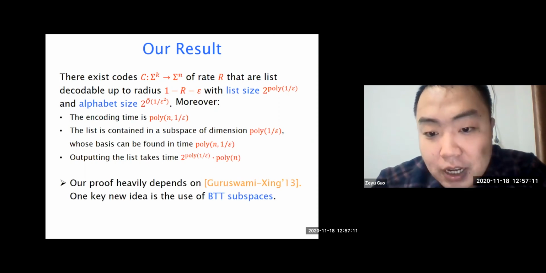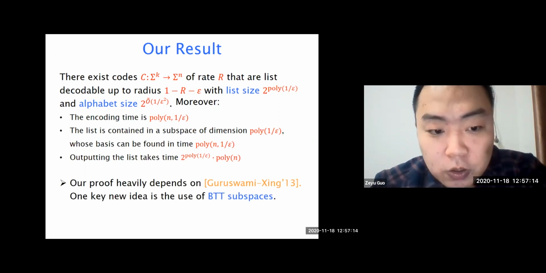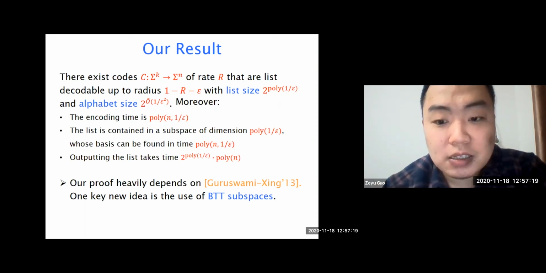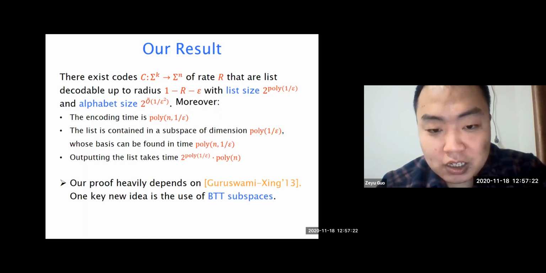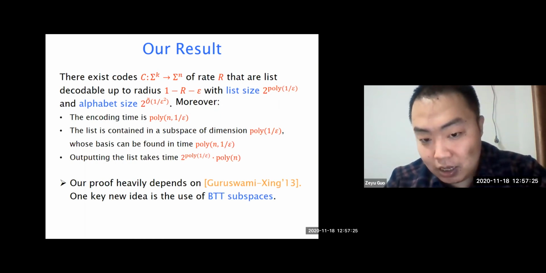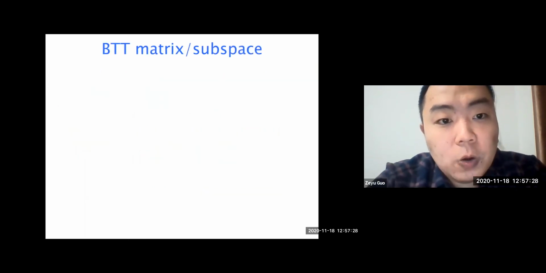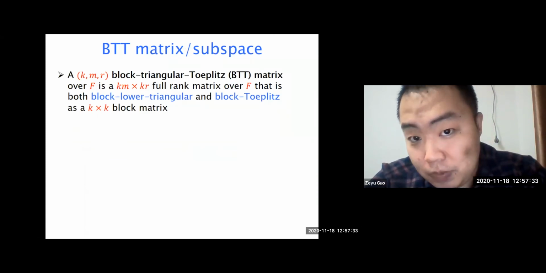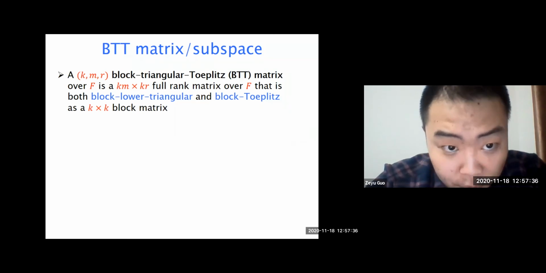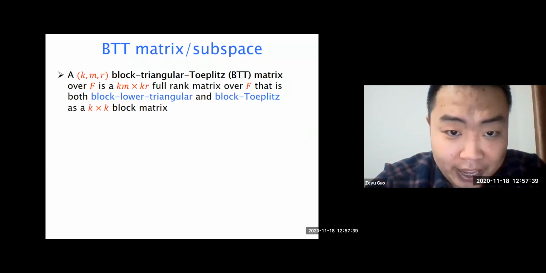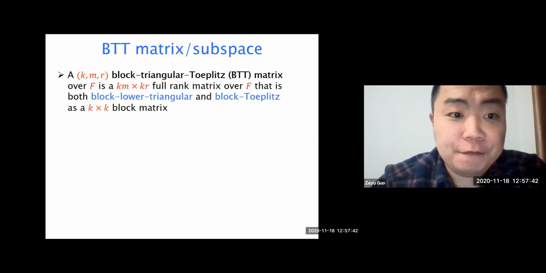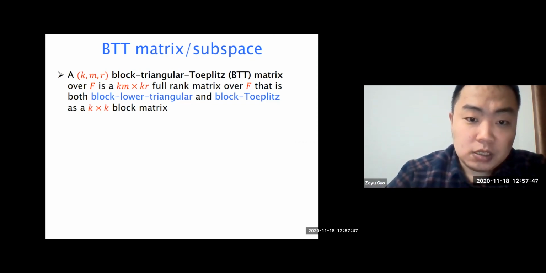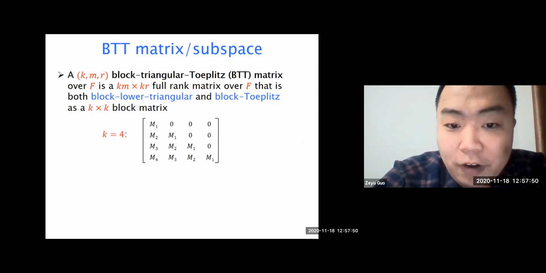And our proof heavily depends on the paper by Guruswami and Xing that uses AG codes. And the one key new idea that we introduce is a notion called the BTT subspace. So before presenting the construction, let me first explain this notion of BTT subspace. So we say a matrix is a K, m by r block triangular Toeplitz, or BTT, matrix over field F if it's a Km by Kr full rank matrix over field F that is both block triangular and block Toeplitz. So this is an example when K equals 4.